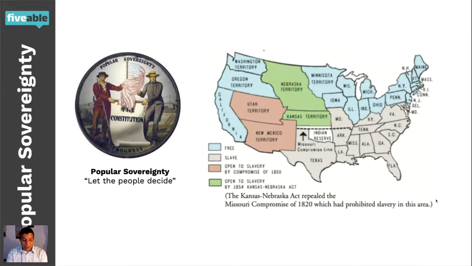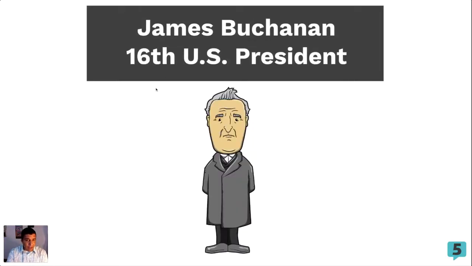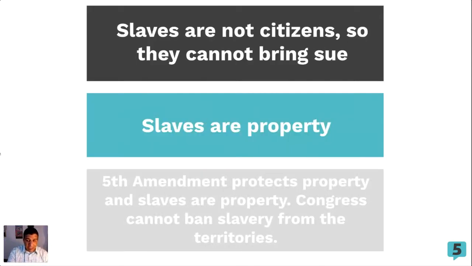Well, that's going to complicate things. That's a big question. So Dred Scott sues his master for his freedom. This all happens under the 15th president. Oh, sorry, guys. This is the 15th president of the United States. Abraham Lincoln's number 16. Sorry, I'll fix that. This is James Buchanan. And his case goes all the way to the Supreme Court. And the Supreme Court has a very interesting opinion. First, it says, look, Dred Scott, you can't sue because you're not a citizen. And citizens cannot bring suit. Second, slaves are property.